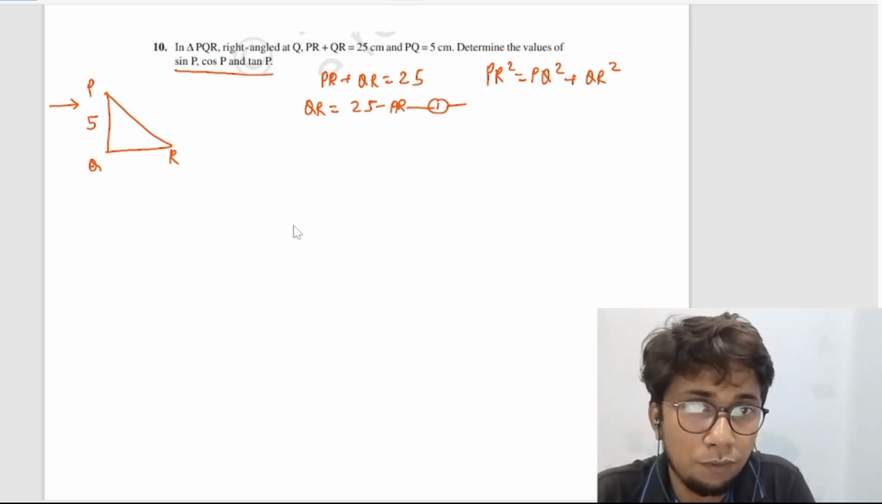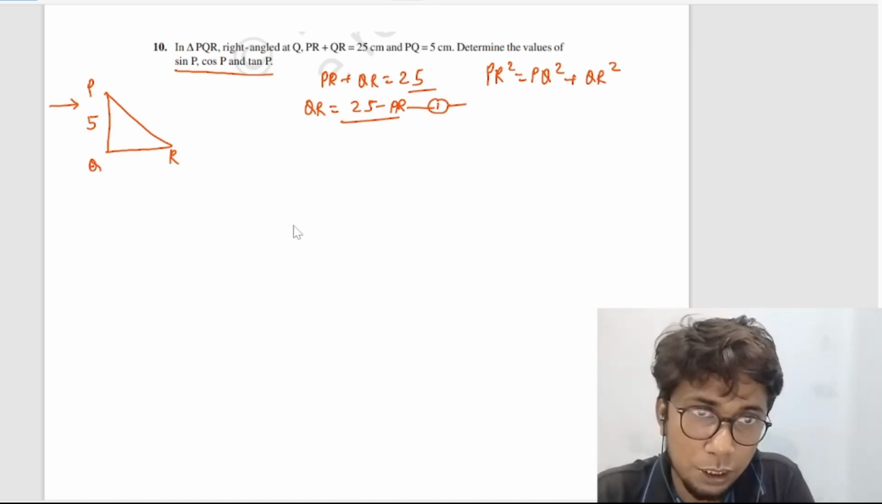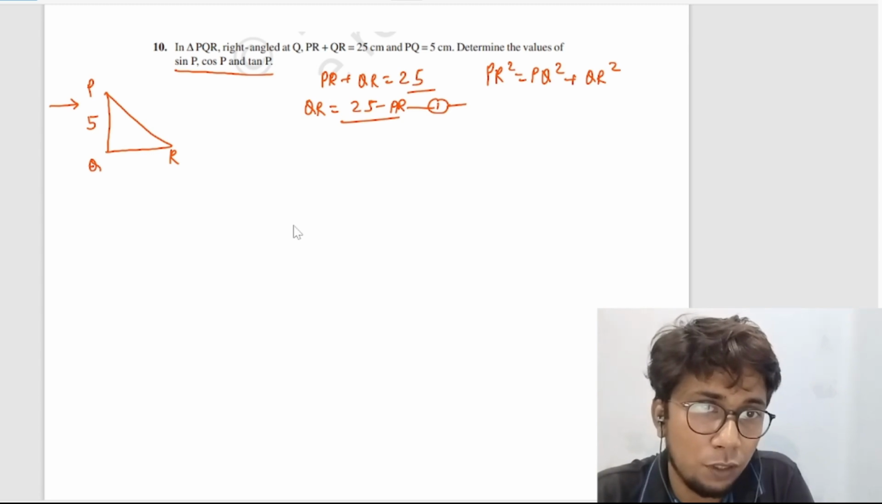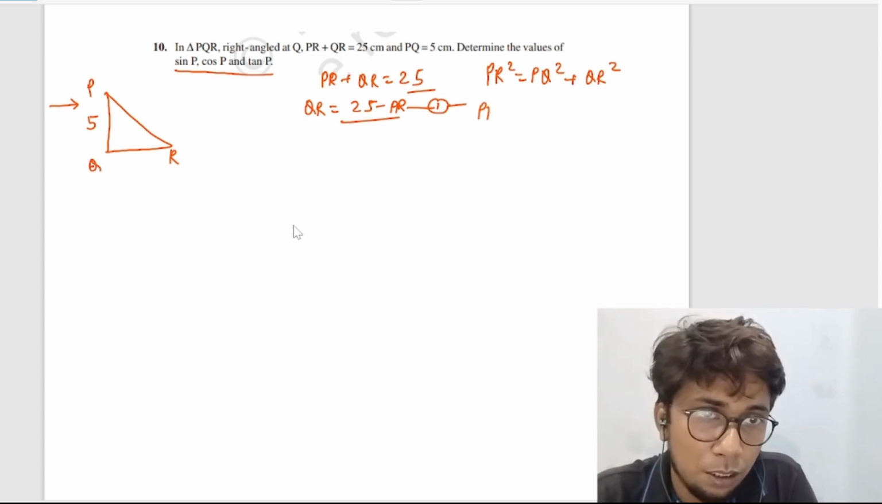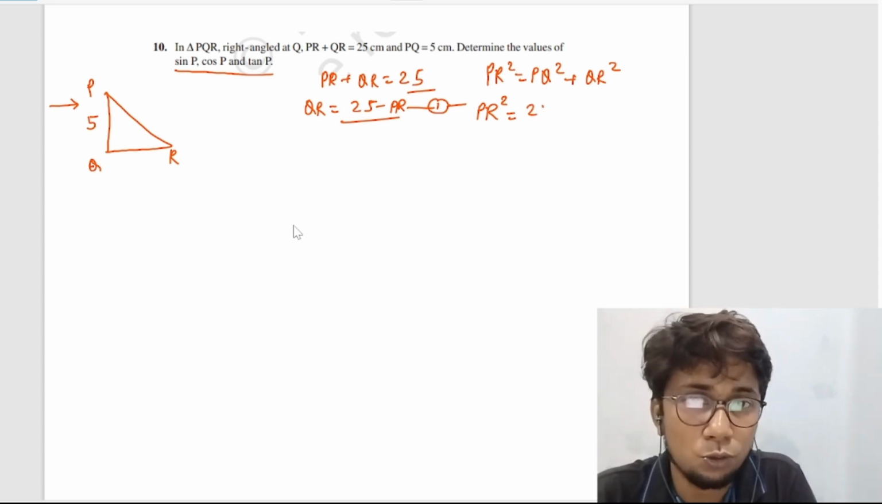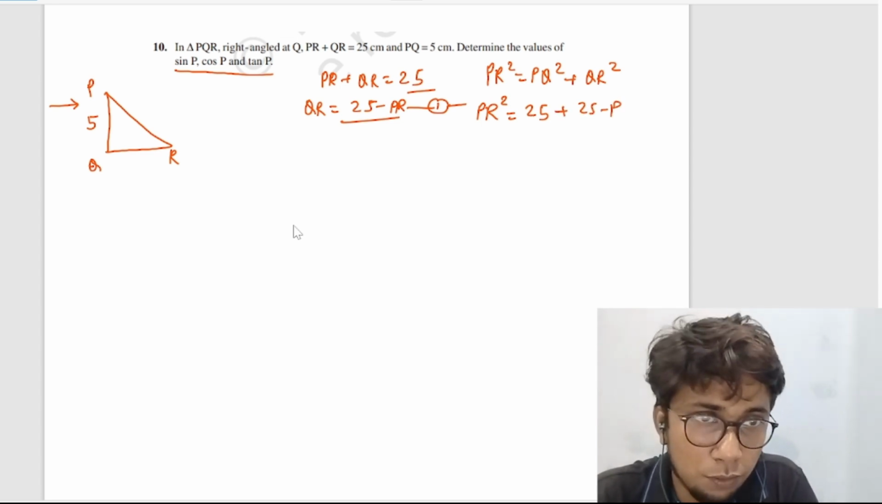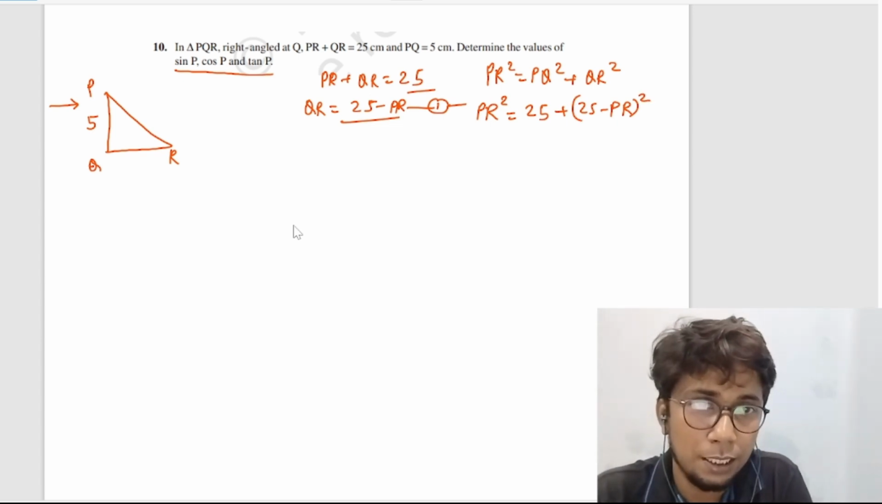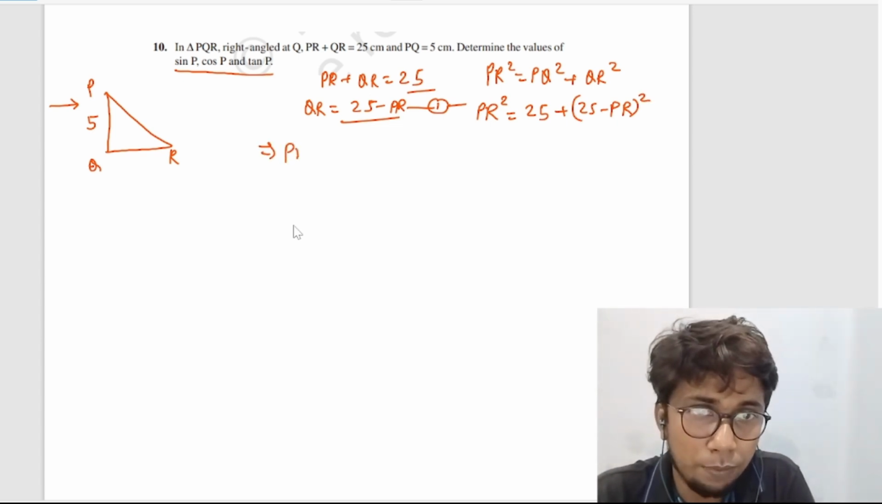So if we put the values from this equation and this equation in this, what can we get? PR square is what? PQ square. PQ is given 5. So PQ square is what? 25. And QR is what? QR is 25 minus PR. So this whole square, right? Now let's open the bracket.